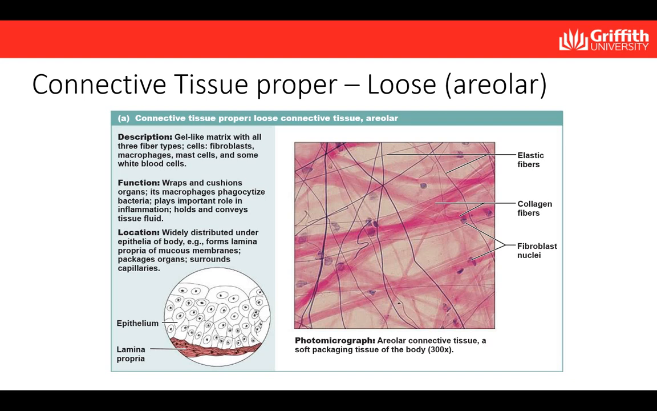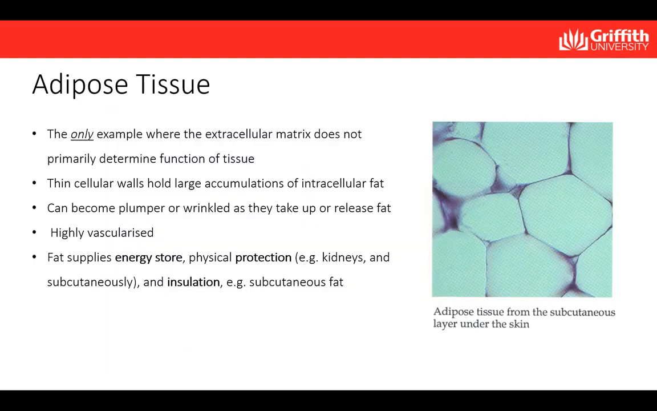As mentioned before, the loose connective tissue is a gel-like matrix that has all three fiber types. It also holds cells such as fibroblasts, fat cells, and several other white cell types. The primary function of loose connective tissue is to wrap and cushion organs, to provide protection against bacteria, and also hold tissue fluid.